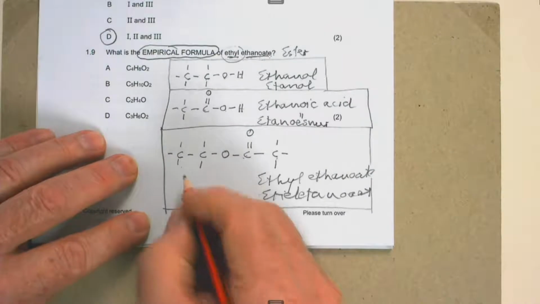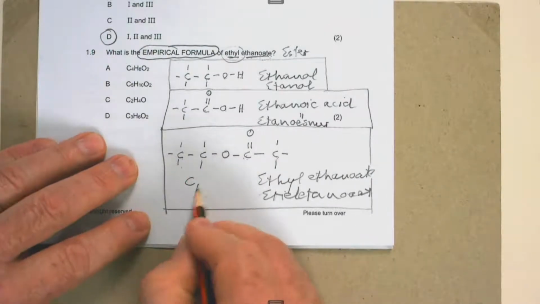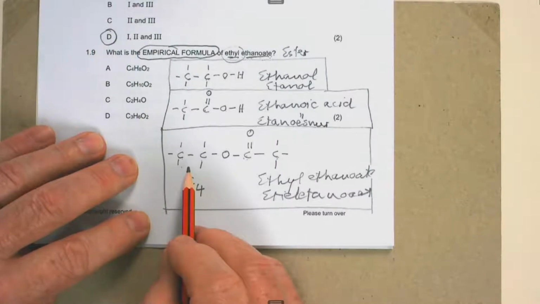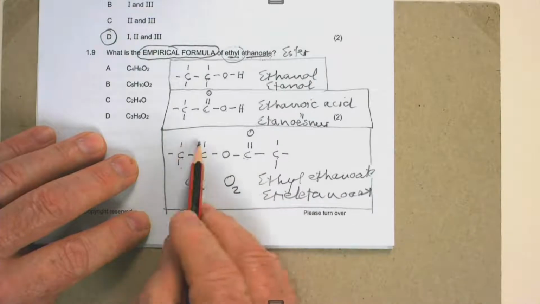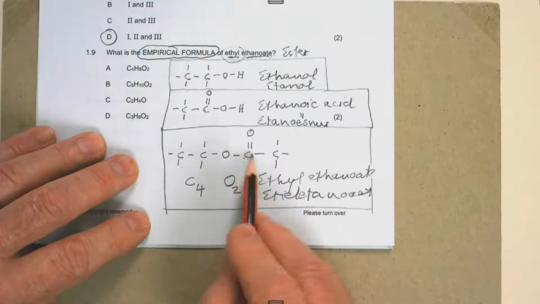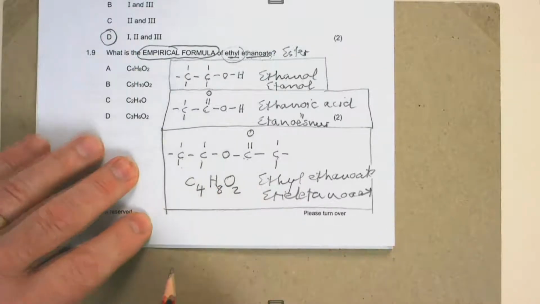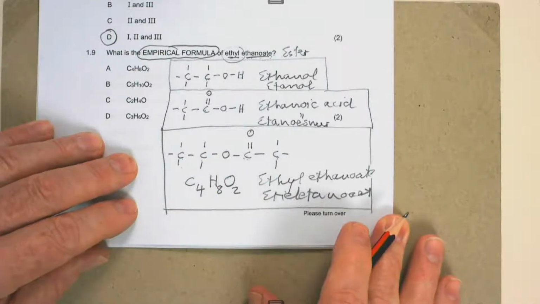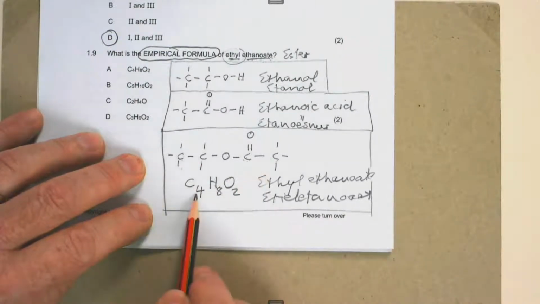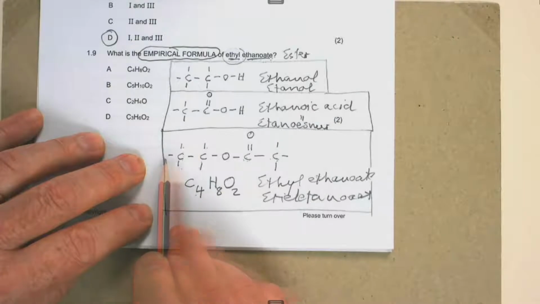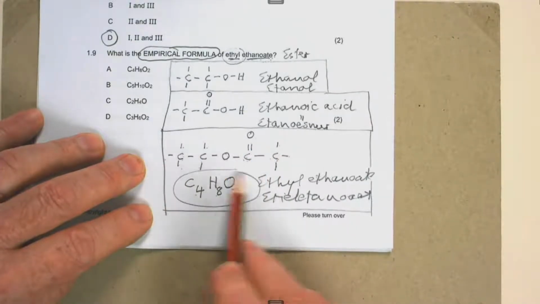Now if I write down the molecular formula, I get 1, 2, 3, 4 carbons. There's 2 oxygens, okay, that's easy. Hydrogens, 2, 4, 5, 6, 7, 8. So there are 8 hydrogens and 2 oxygens. Let us just make sure. 1, 2, 3, 4. That's correct. 1, 2, 3, 4, 5, 6, 7, 8. Yes. And 2 oxygens. That is the molecular formula.